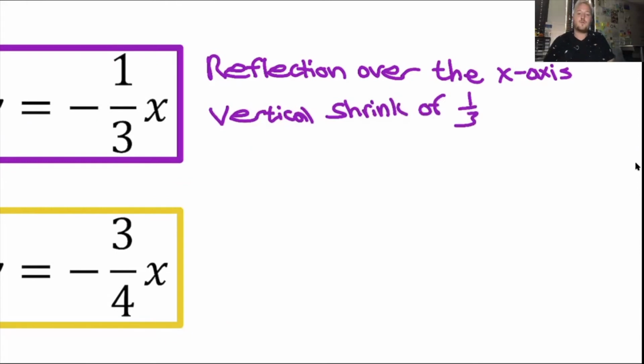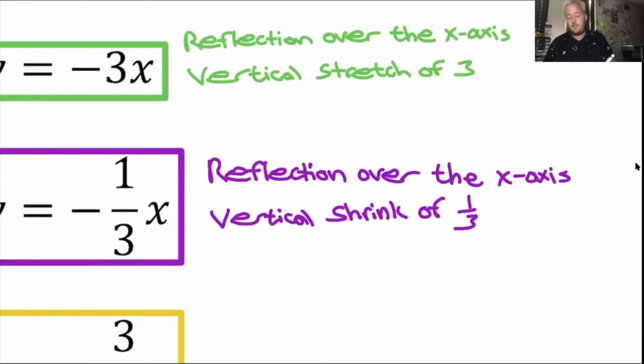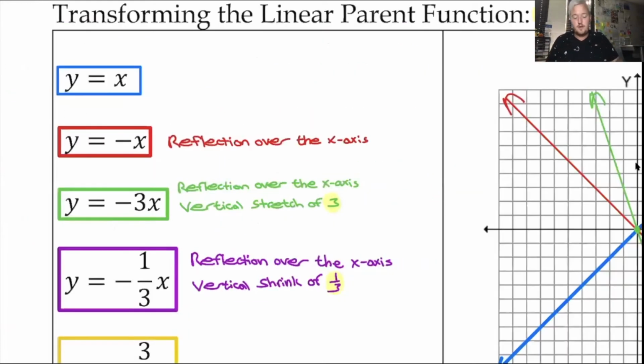So also notice how whenever I'm saying vertical stretch or shrink, I'm being very explicit in the number and the factor that it's being changed by. I'm not just saying vertical stretch, vertical shrink, or whatever. I'm saying vertical stretch of 3, vertical shrink of 1/3. You're being explicit when you are referring to the transformation.